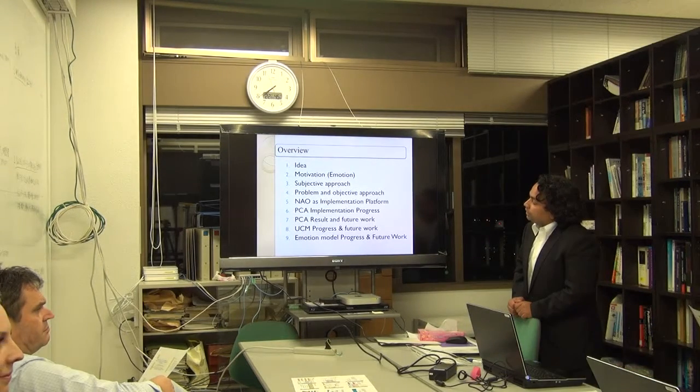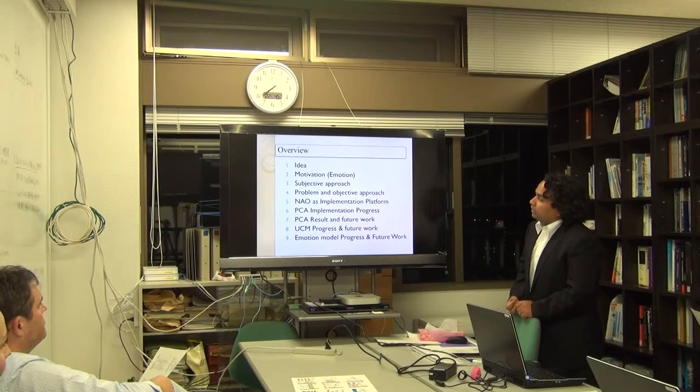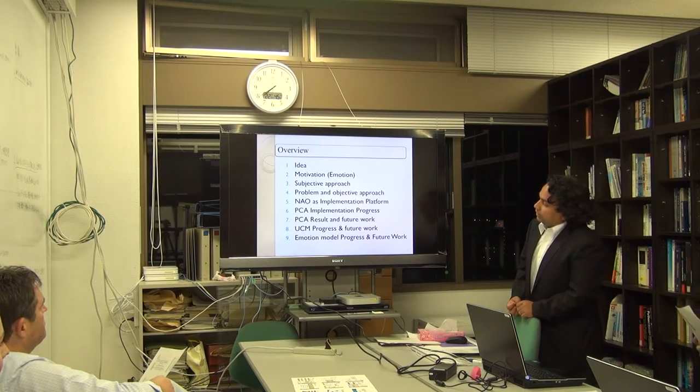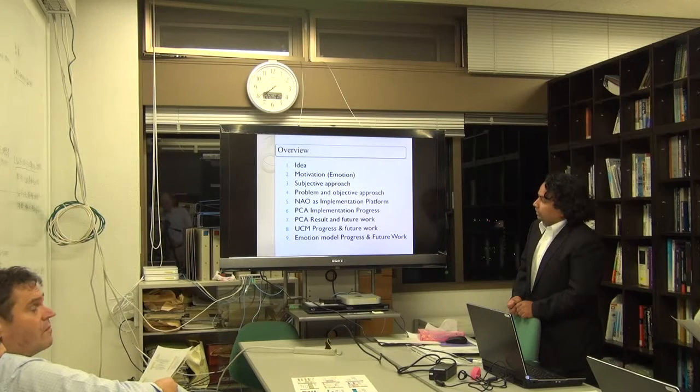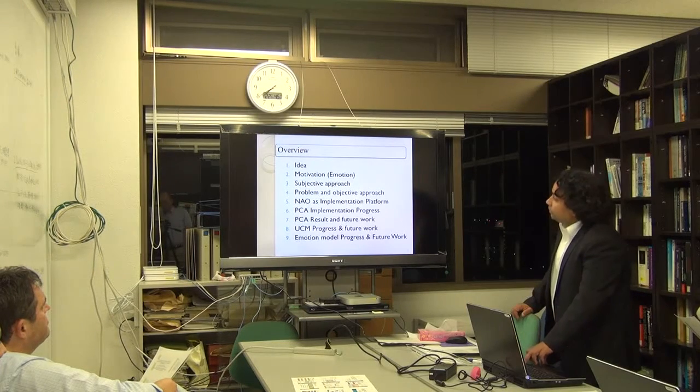The implementation method is right now used as principal component analysis and uncontrolled manifold, and last is creating an emotion model for that. So I will start with the idea.